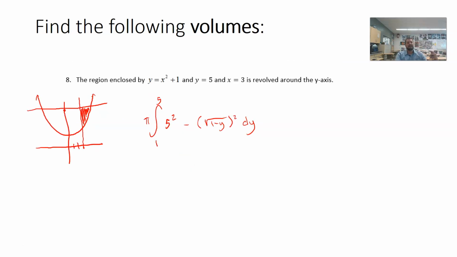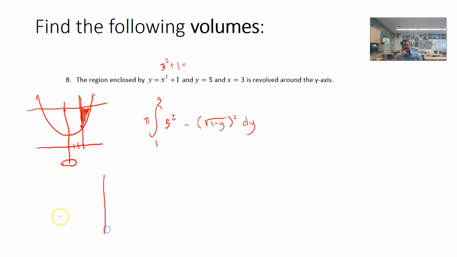Now on number 8, finally, number 8's a little weird because we're revolving around the y-axis. So we're revolving around this axis right here. So I look at the graph and I'm saying, okay, I've got y equals x squared plus 1, then I've got y equals 5 and x equals 3. Well, x equals 3 is this straight line right here. If I wanted to find out where those two graphs cross each other, I would take 3 and plug it in, so I get 3 squared plus 1. What did I do wrong here?